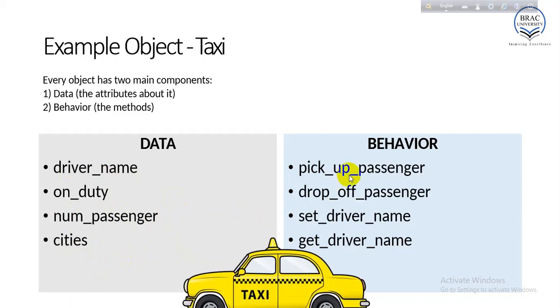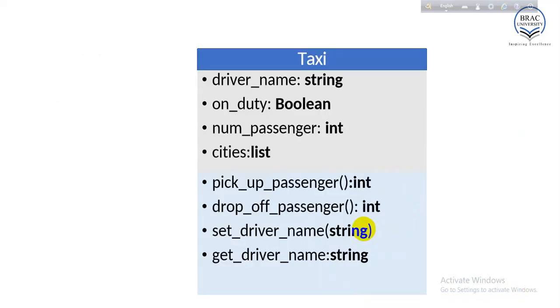And the behavior is pick up passenger. If we pick up a passenger, the number of passengers will increase. If we drop off a passenger, the number of passengers will decrease. Set driver name and get driver name. Through setting the driver name, we tell who is the driver of the taxi, and by getting the driver name, we are asking the driver, what is your name. Okay.